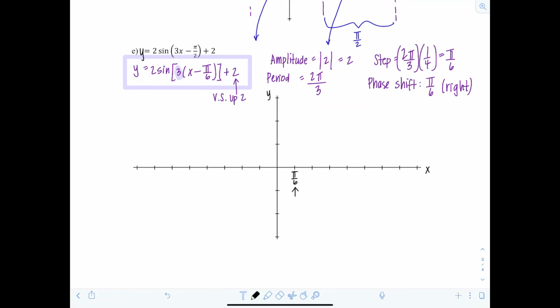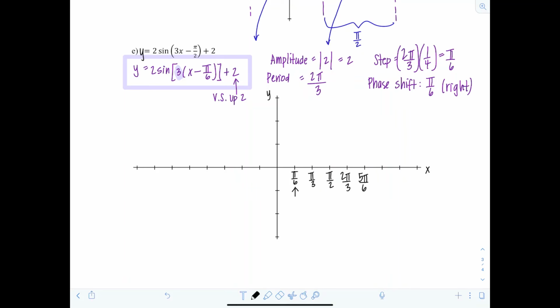So 2 pi over 6, that's going to be pi over 3. 3 pi over 6, that's pi over 2. 4 pi over 6, that's 2 pi over 3. And then 5 pi over 6. So that's 1 period. Now let's go the other way.